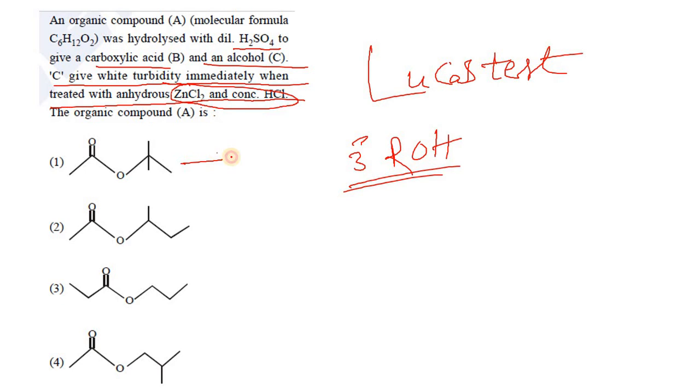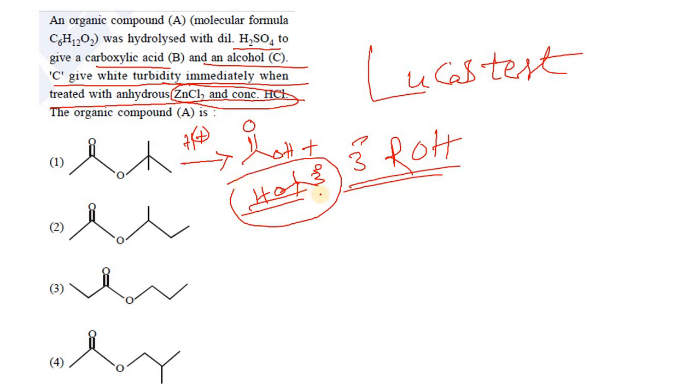So you have to identify which ester gives a tertiary alcohol upon hydrolysis with H2SO4. Suppose if you take this one, here you will get this carboxylic acid, C double bond O, OH, and alcohol. Okay, this one is tertiary alcohol. So the first one upon hydrolysis gives tertiary alcohol. When it is treated with the Lucas reagent, there is a formation of white turbidity immediately. Suppose if you take this one, what are the products upon hydrolysis?